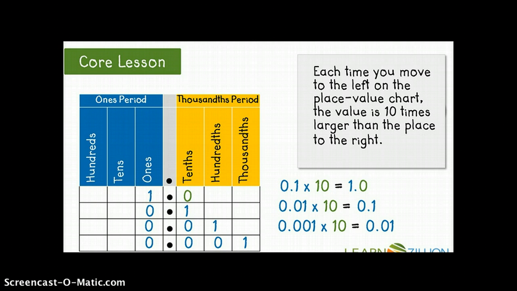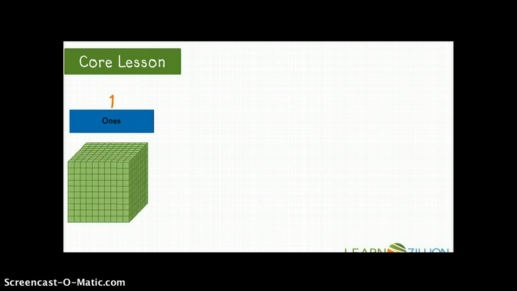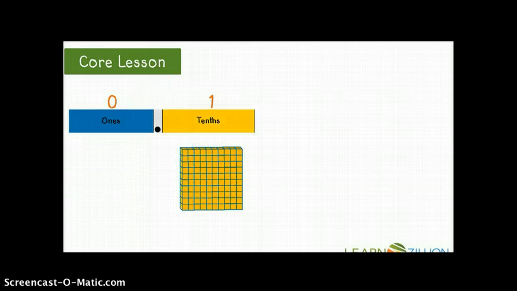So it seems like the decimal place values have the same type of relationship as the whole number place values. What about as we move from left to right? Is the relationship the same? Let's start with 1 whole and use models to help us examine the relationship. We can see as we move from the ones place to the tenths place, the value decreases from 1 to 1/10th. The value is 10 times smaller.